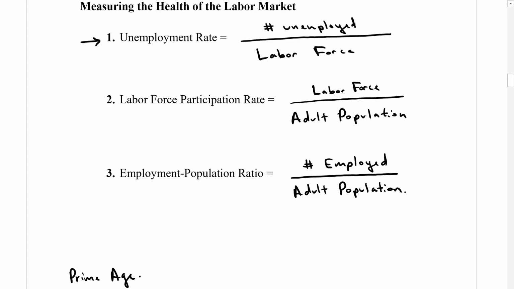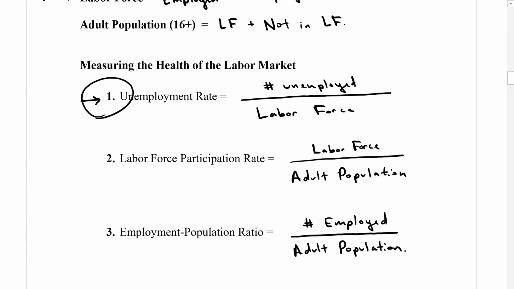Okay, and so these are three high-level labor market health statistics, and we can do that for the entire population, as is often done. When we see reports in the news about the latest unemployment rate, that's going to be this one here, and it's going to be for the entire population.